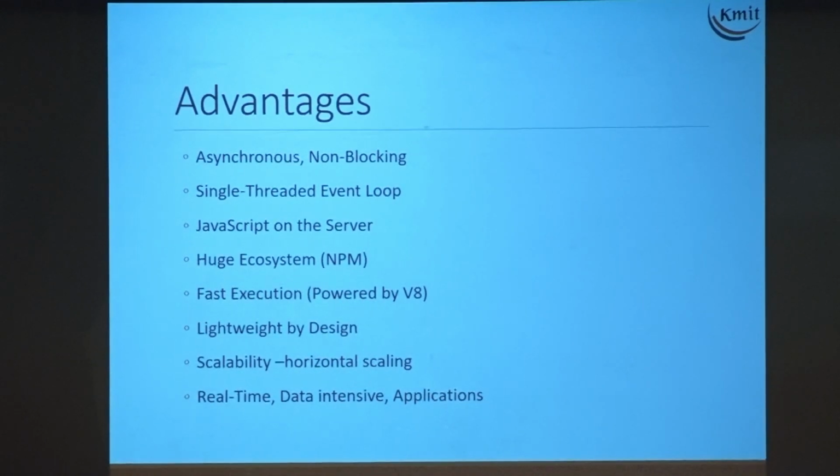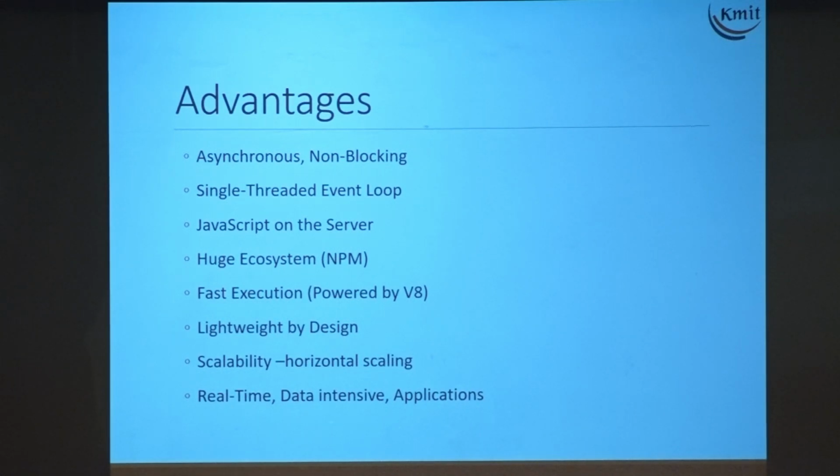Single threaded event loop, we know that. JavaScript on the server, we know that. We just saw it fetching files. The ecosystem is huge. The npm, if you go there, there are zillions of packages that people have created. Fast execution powered by the V8 engine, right? Do you all know where else we use V engines? Where? V6, V12, or in cars we use that, right? V6 engine and all. Anyway, so V8, lightweight by design, scalable.